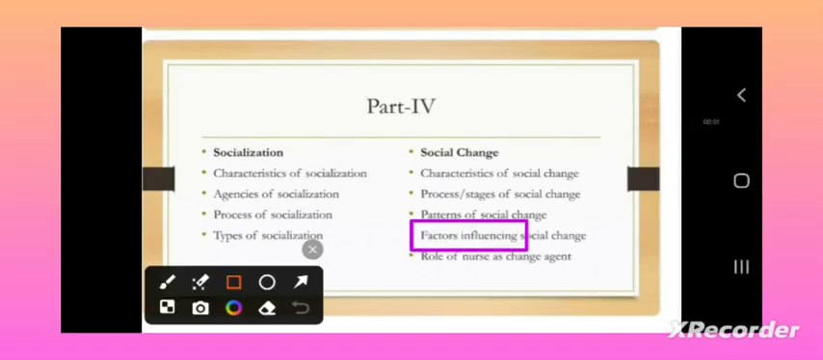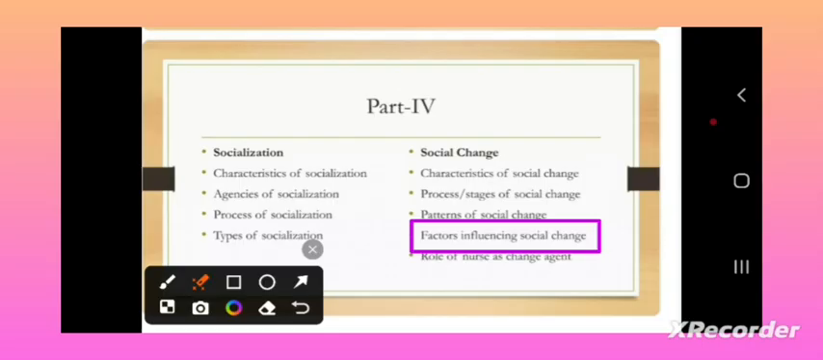Factors influencing social change. The primary drivers of change. First is technological factors: invention and innovation. Example, the internet and industrial machinery profoundly alter human interaction, work, and culture. Next factor, demographic factors: changes in population size, age structure, birth rate, death rate, and migration.